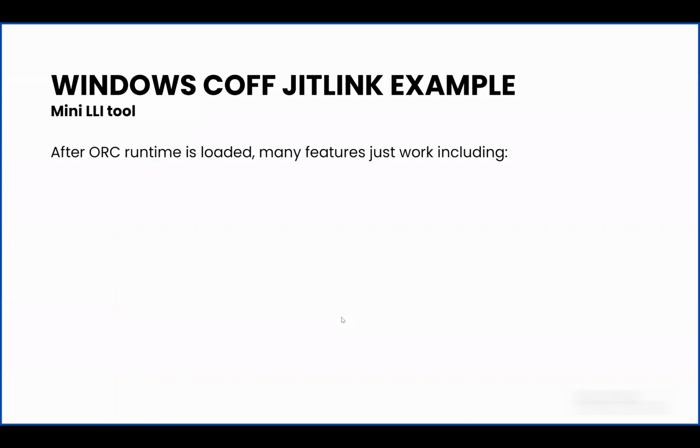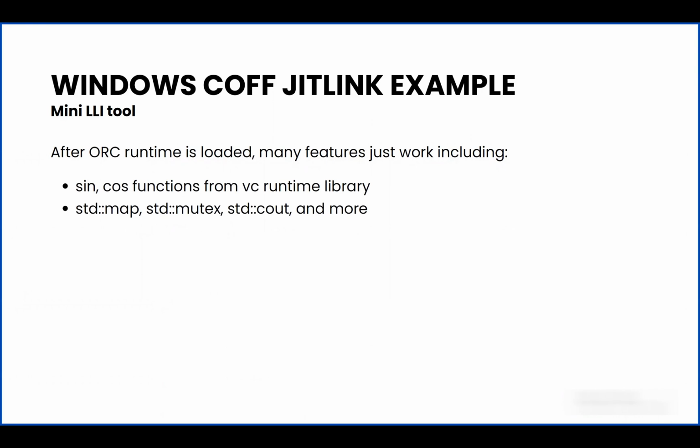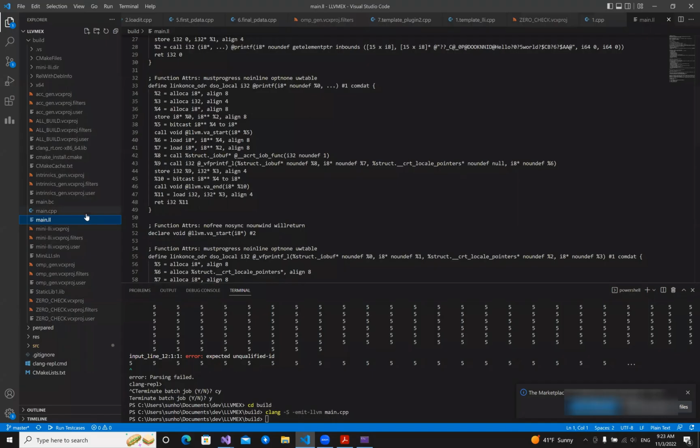So one other thing I want to try is, since ORC runtime is loaded up and JITLink is enabled, pretty much the majority of the features just work out of the box. Sine and cosine functions from the VC runtime library just work. And std::map, std::mutex, or std::cout, these STL functions work too. So I can actually show it right here.